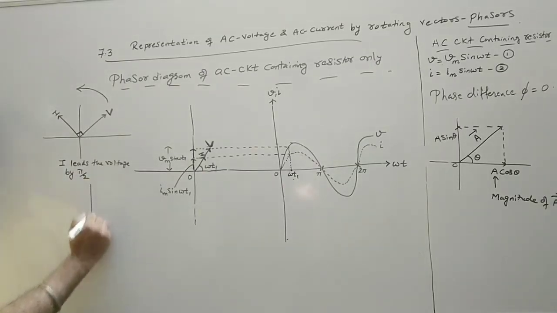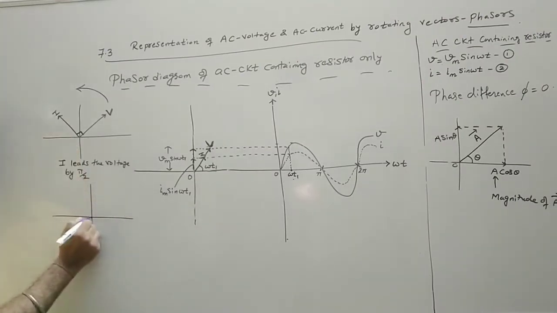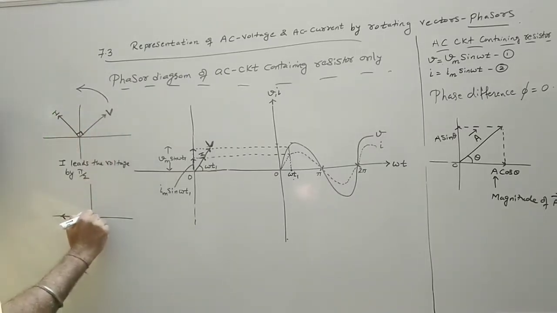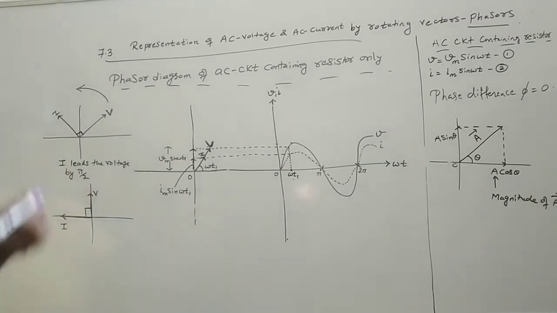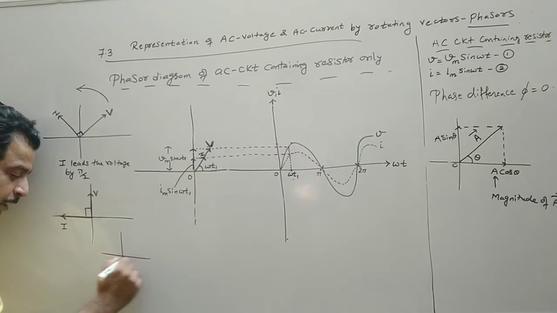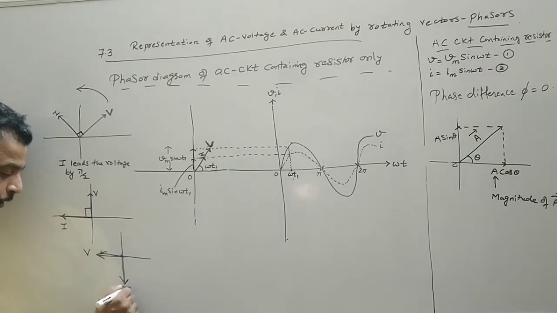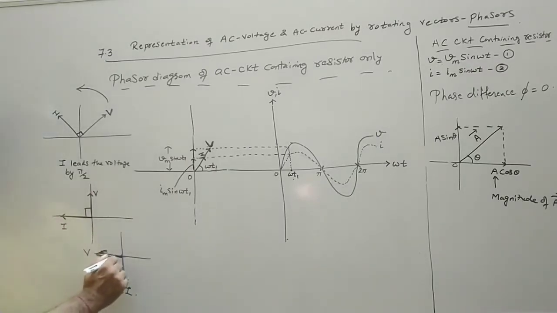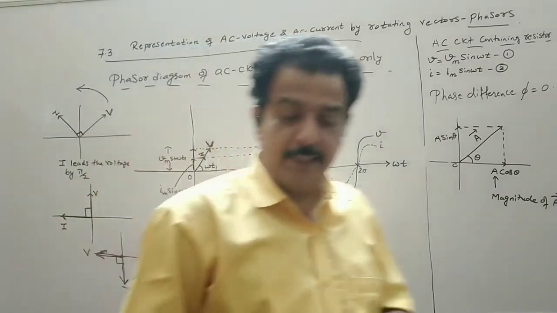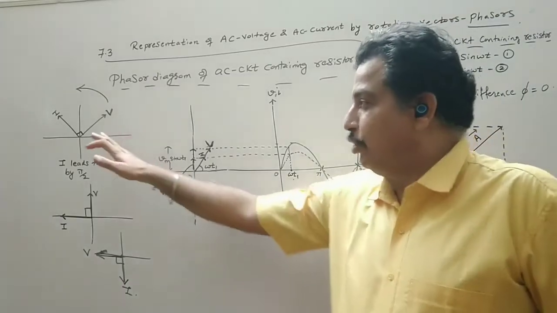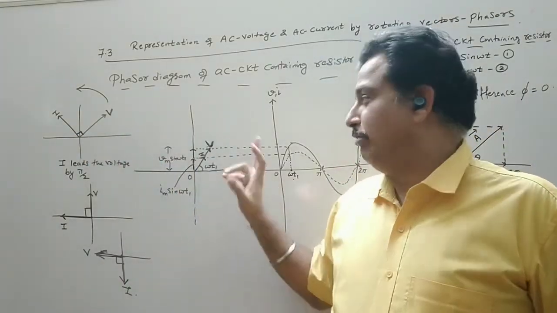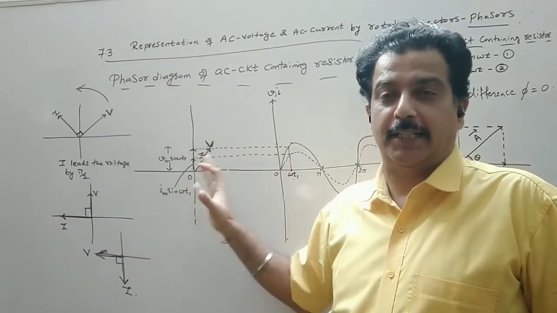Now after some instant, suppose this V comes to this axis, on this axis is I, then V will also rotate. Again the phase difference is 90 degree. After some instant, if I comes on the negative y-axis, then V will come along the negative x-axis. Again the phase difference is 90 degree. So from this diagram we can easily find out. Now this does not happen in this circuit because V and I are in the same phase.